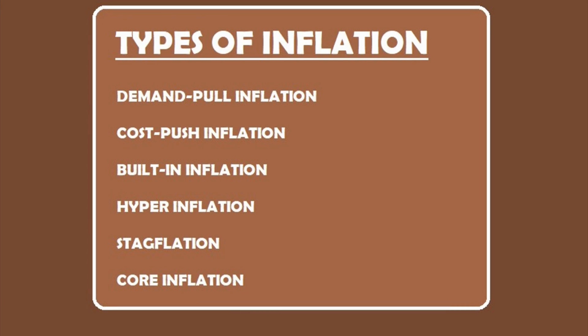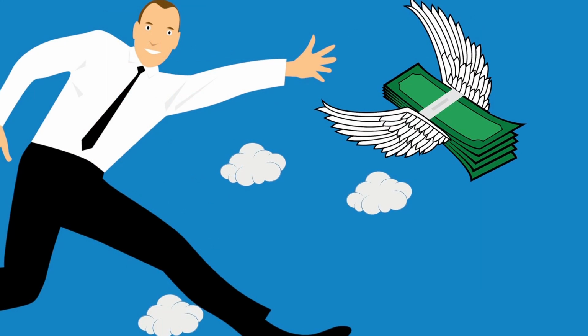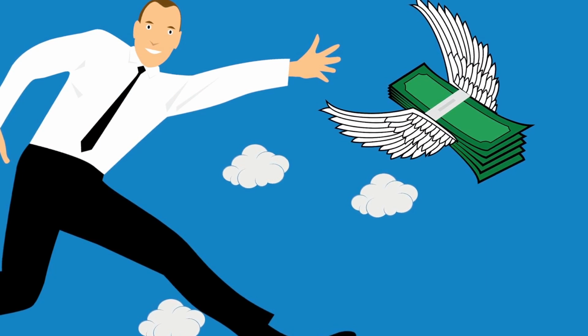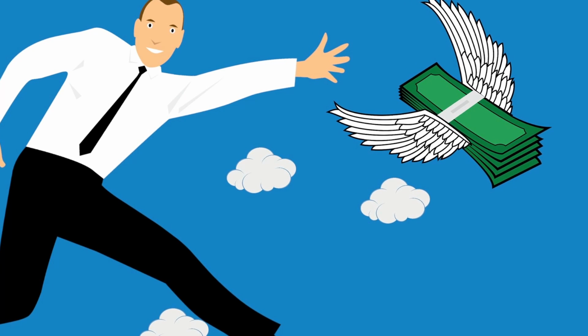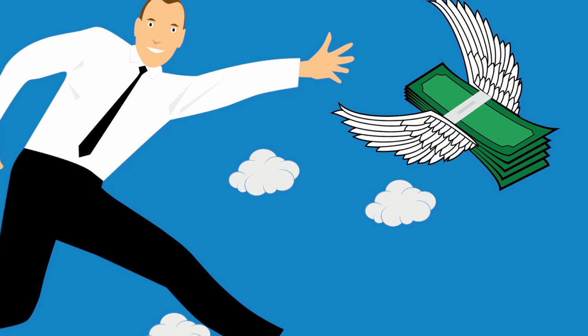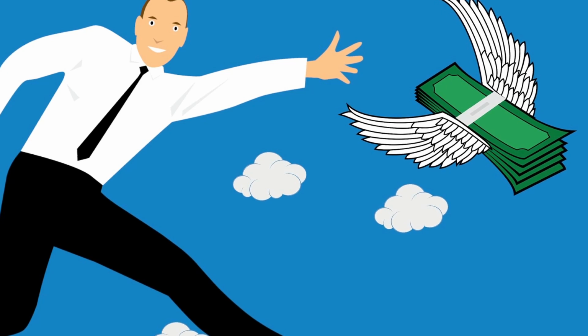Built-in inflation. This type of inflation occurs when people expect prices to rise in the future, and they demand higher wages and prices to compensate. This leads to a cycle of wage increases and price increases, where inflation becomes built into the economy.